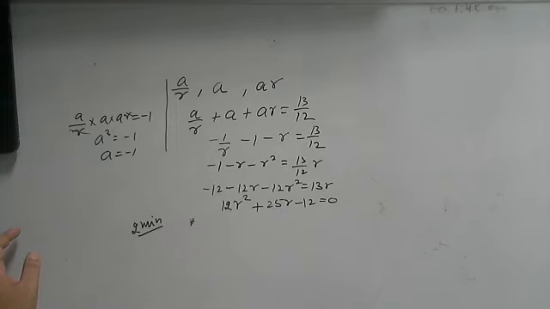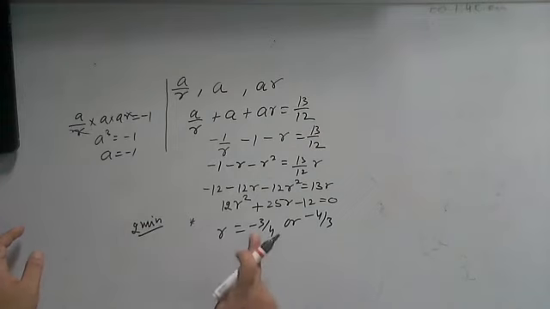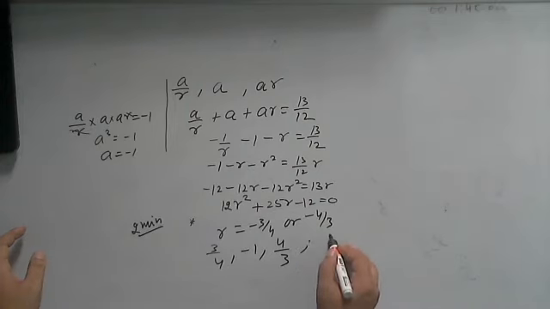Okay, I am writing the answer here. You just verify. It gives you R is equal to -3/4 or -4/3. You must know how to solve this quadratic equation. So now since we have got R and A, let us write the equation. When we put R is equal to this, it gives you A upon R, that is 3/4, -1 and 4/3. When you take reverse, it gives you 4/3, -1, 3/4.